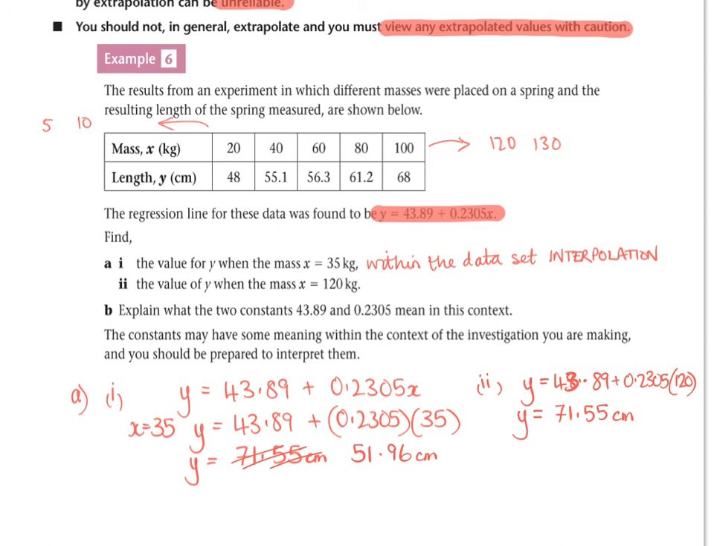So what can we say there? We can say that this, although it's not asked for, I want to put this in the example just for you to have for your notes. This may not be reliable, as this is outside our data set. So, i.e., extrapolation is unreliable.